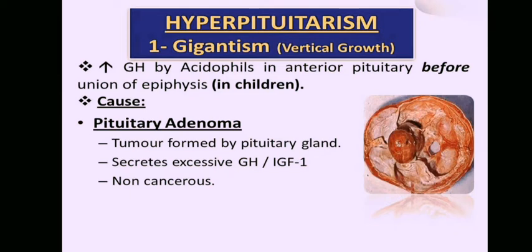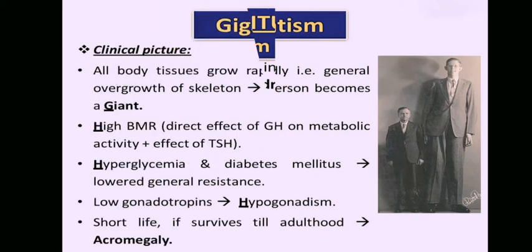The cause is pituitary adenoma, a non-cancerous tumor formed by the pituitary gland that secretes excessive growth hormone and insulin-like growth factor 1. So the clinical picture is rapid growth of the skeleton, high basal metabolic rate, hyperglycemia, diabetes mellitus, low gonadotropins, and short life if survived till adulthood, acromegaly.